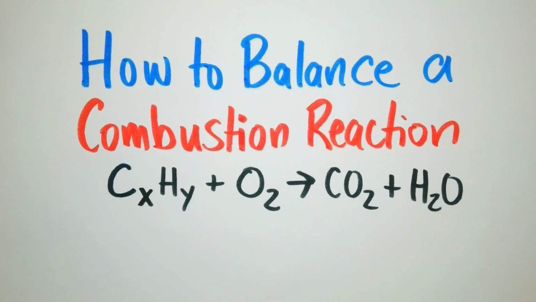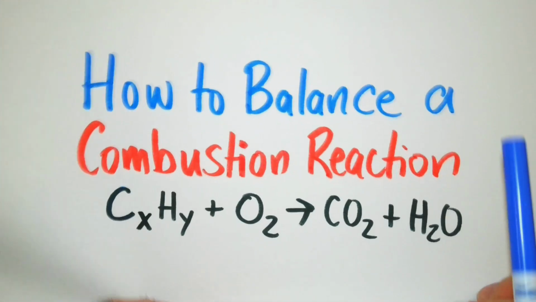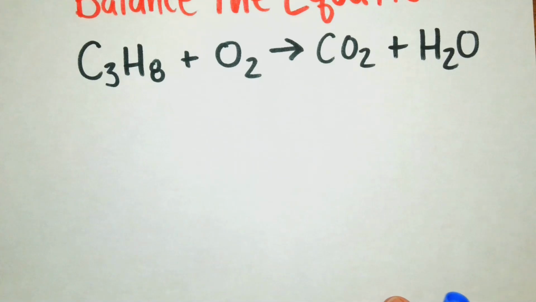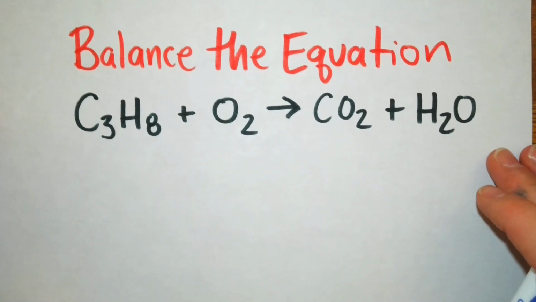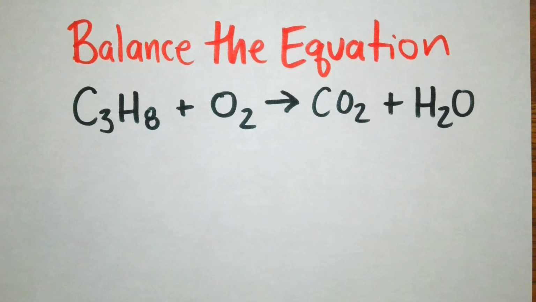In this episode we are going to discuss how to balance a combustion reaction. The generic formula of a combustion reaction is we'll have a hydrocarbon of a certain number of carbons and hydrogens, and that will be reacted with oxygen, and that will yield carbon dioxide and water. In this example, we're going to balance the equation of propane being combusted into carbon dioxide and water.